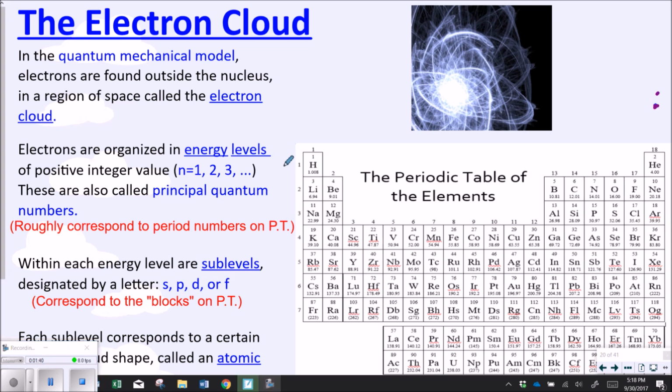So energy level number 1 corresponds to period 1, energy level number 2 to period 2, energy level number 3 to period 3, etc. Within each energy level are sublevels, and they are designated by the letters S, P, D, or F. And these correspond to blocks on the periodic table. So here are the locations of the S, P, D, and F blocks. For the purposes of electron configurations, helium belongs here on the periodic table, and here is the S block.